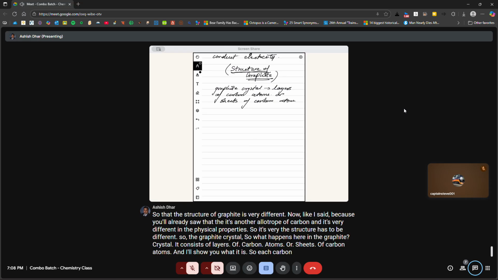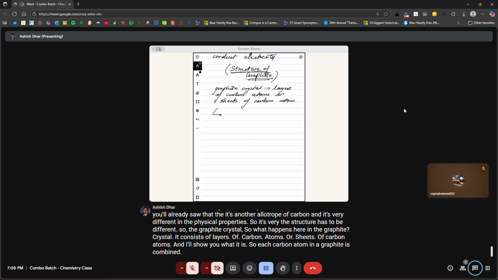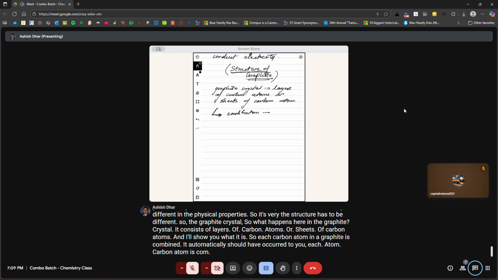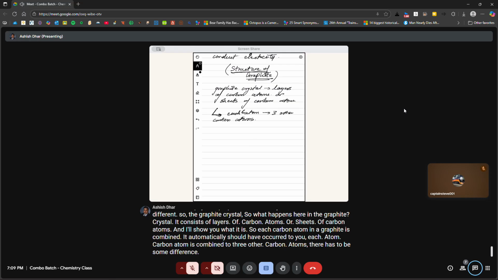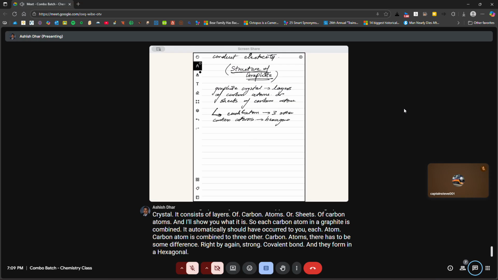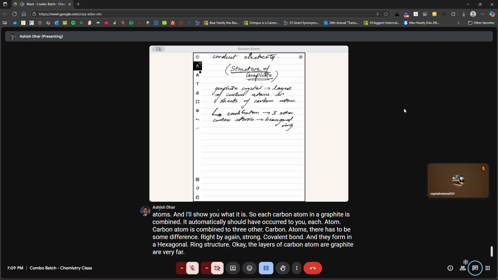Each carbon atom in graphite is combined to three other carbon atoms. There has to be some difference, right? By again strong covalent bonds, and they form a hexagonal ring structure. The layers of carbon atoms in graphite are very far apart. That is the difference. So let me show you the graphite.